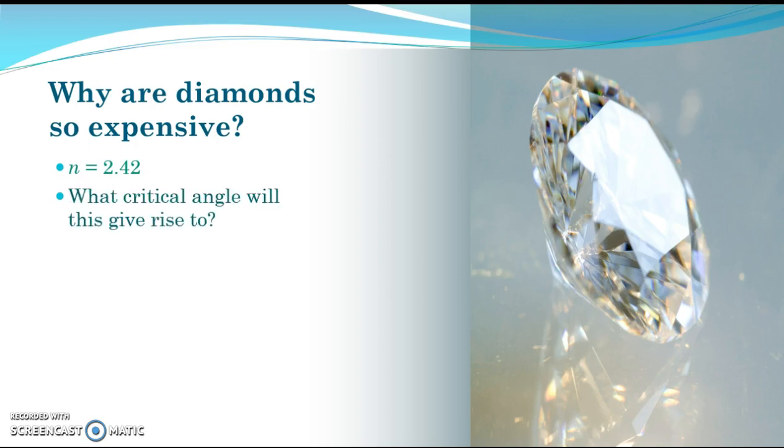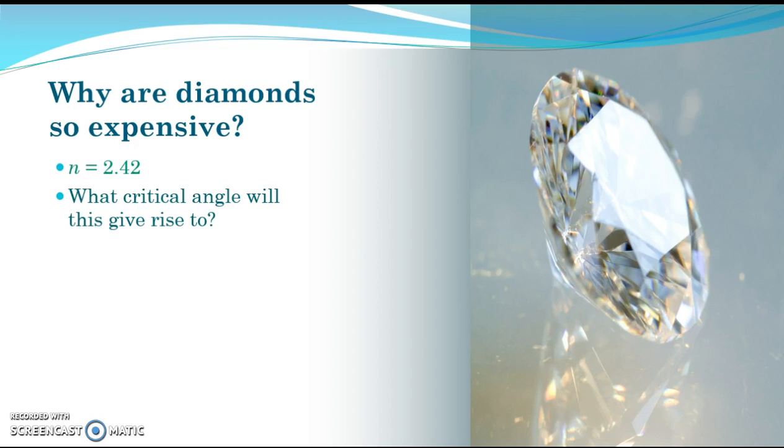What critical angle will this give rise to if light tries to stream out of the diamond into the air? Get your formula all set up, bust out your calculator, check that you're going from the diamond into the air, which is not always possible, as opposed to from the air into the diamond, which is always possible. That's why we call it transparent. Find the critical angle. Pause.